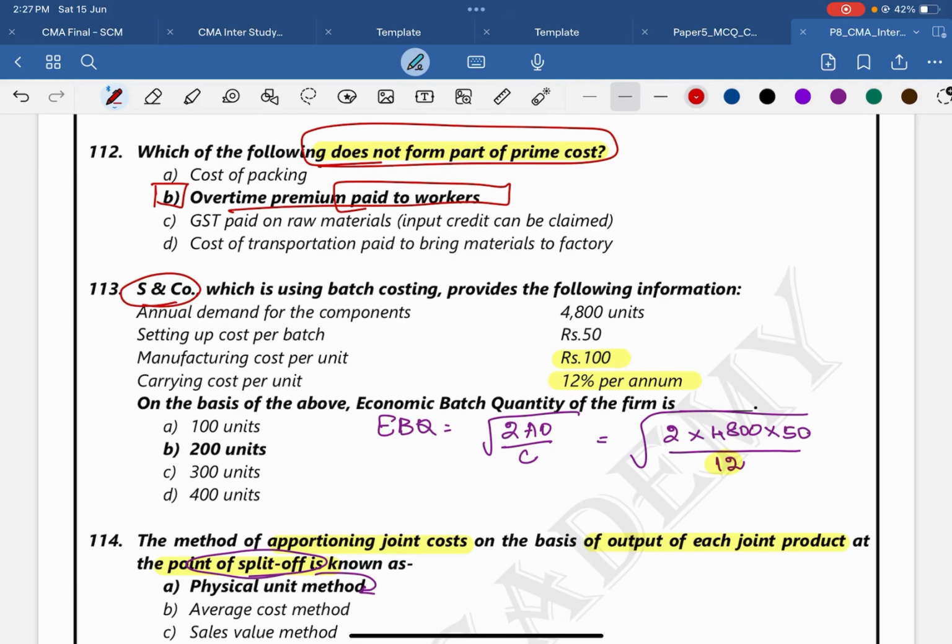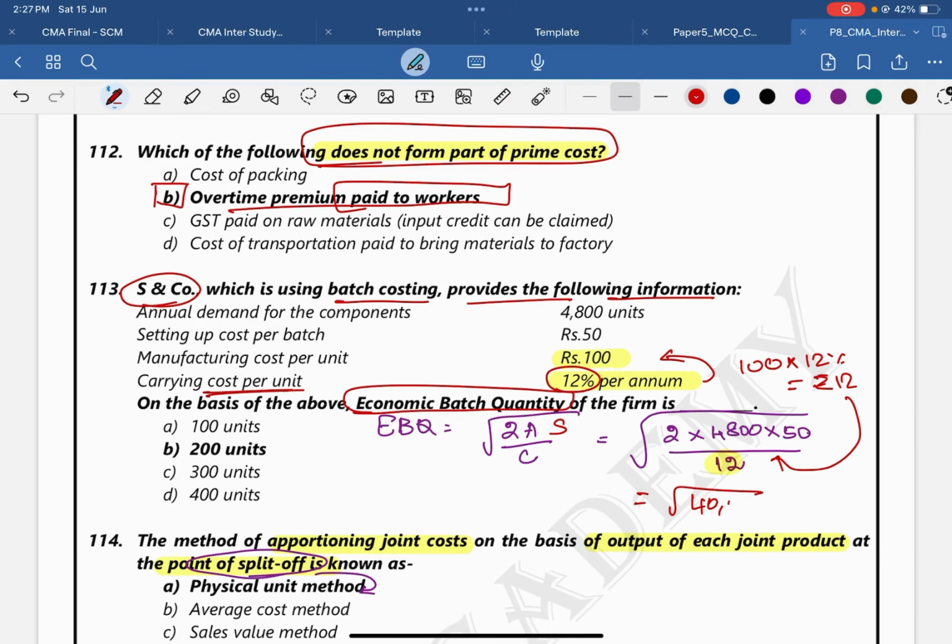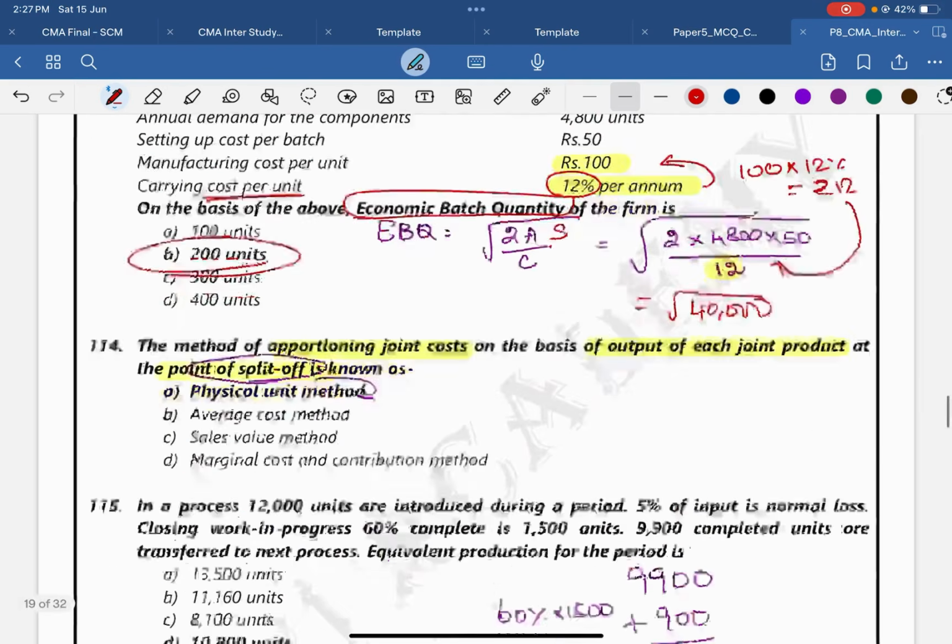Selling an S&Co, which is using batch costing, provides the following information. On the basis of that, you are asked for EBQ. EBQ is nothing but the root of 2AS by C. The root of 2 into 4,800. This 50 is your manufacturing setup cost. Divided by carrying cost per unit, given as 12%. You should calculate 100 into 12%, that is rupees 12, and put it over here. If you solve, you will get 40,000 as a value. If you take the root, you will get 200 units.